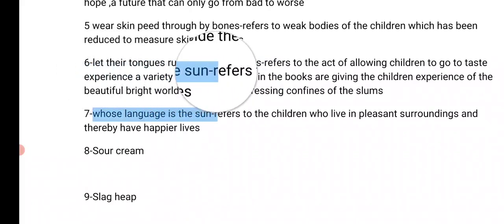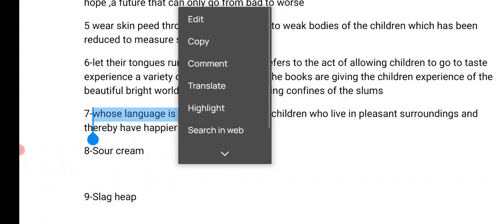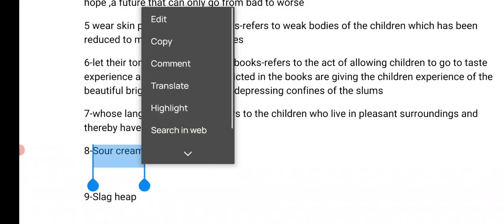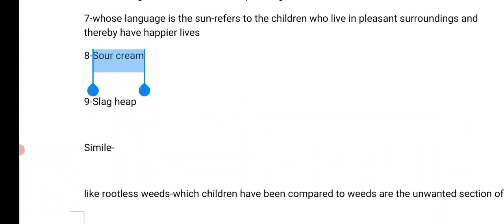Whose language is the sun? Whose language is the sun means someone who is highly educated, right? And the children who live in pleasant surroundings. Whose language is sun means the people who are educated, the children who are educated. And sour cream means the color of the wall, which is very dull, and it also represents the condition of their classroom, right? And also how unfortunate they are.